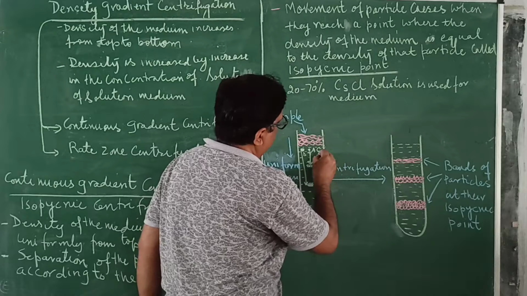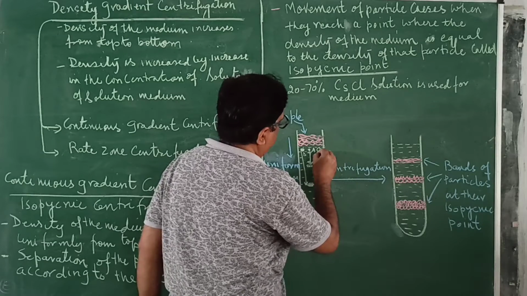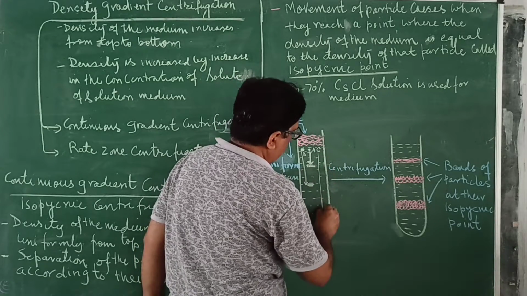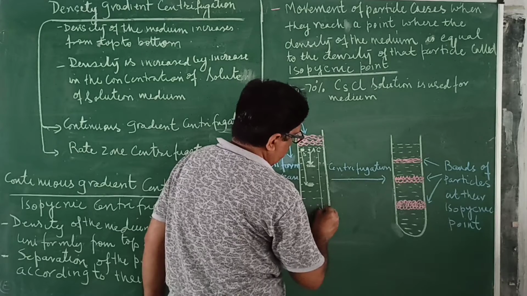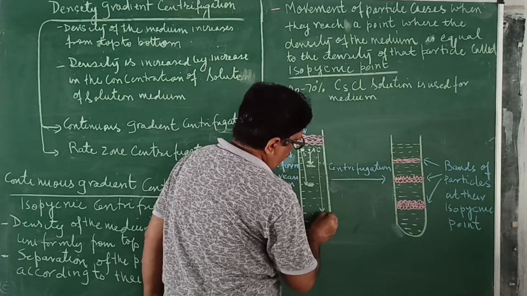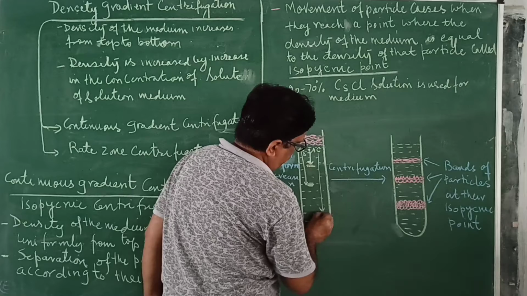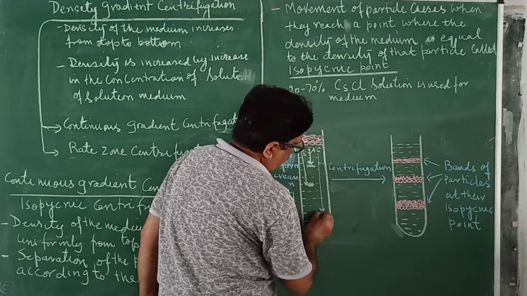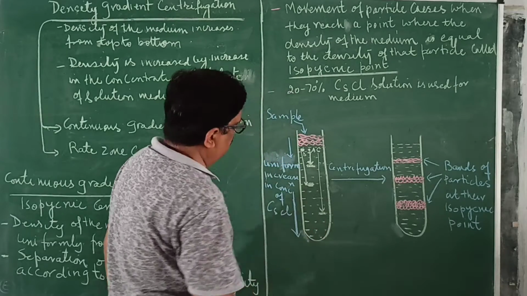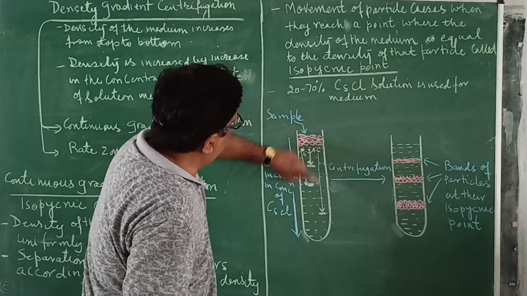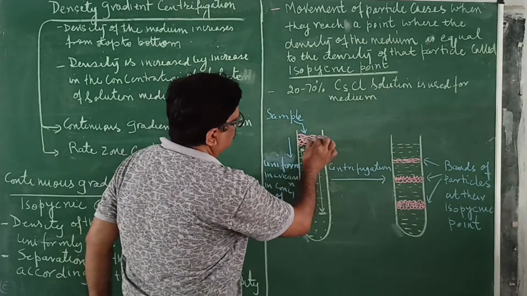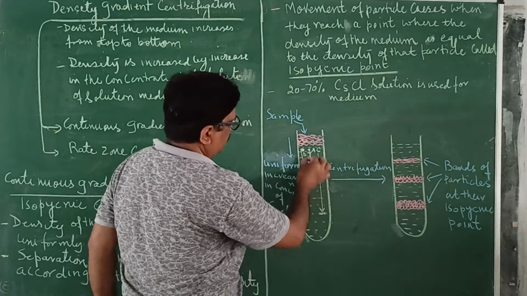Suppose a C particle is the heaviest particle. This will move a larger distance, and after reaching its isopycnic point over here, this particle will stop over here. That means that A, B, and C are all present in the solution when centrifugation starts.